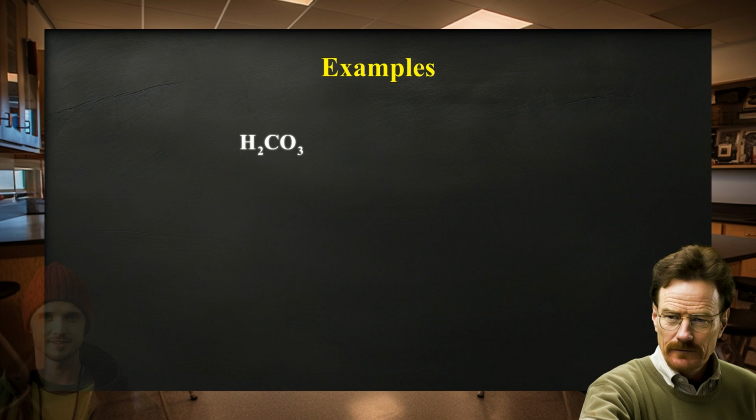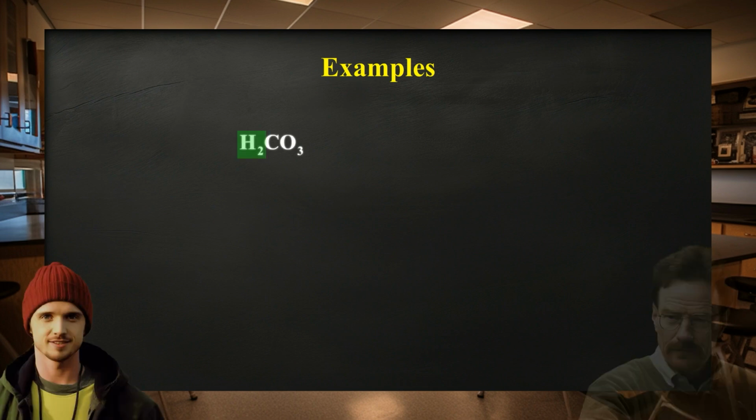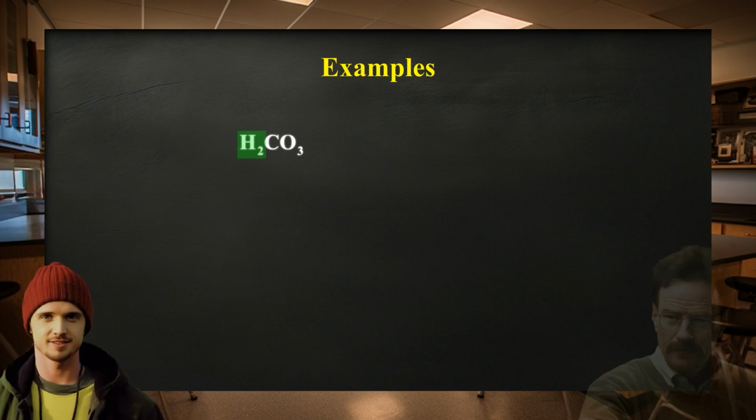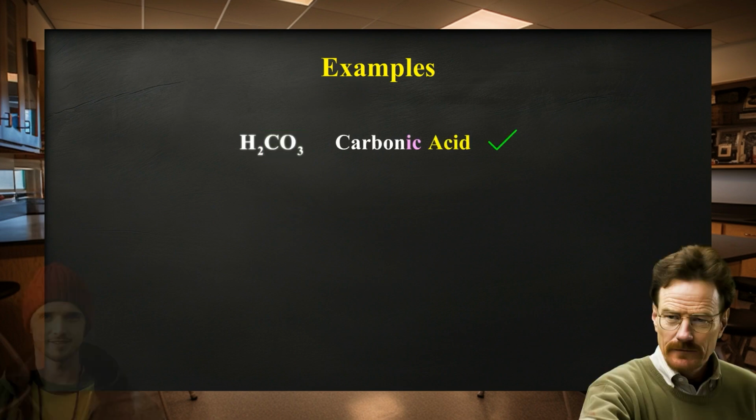Now, what about the next one? Yo, are there 2 hydrogens on this one? Looks complicated. Try to remember what I just taught Jesse. Okay. I got this. The anion is carbonate. So we need to change the ending to "ic." So this acid is called carbonic acid. Correct again. See what happens when you try?